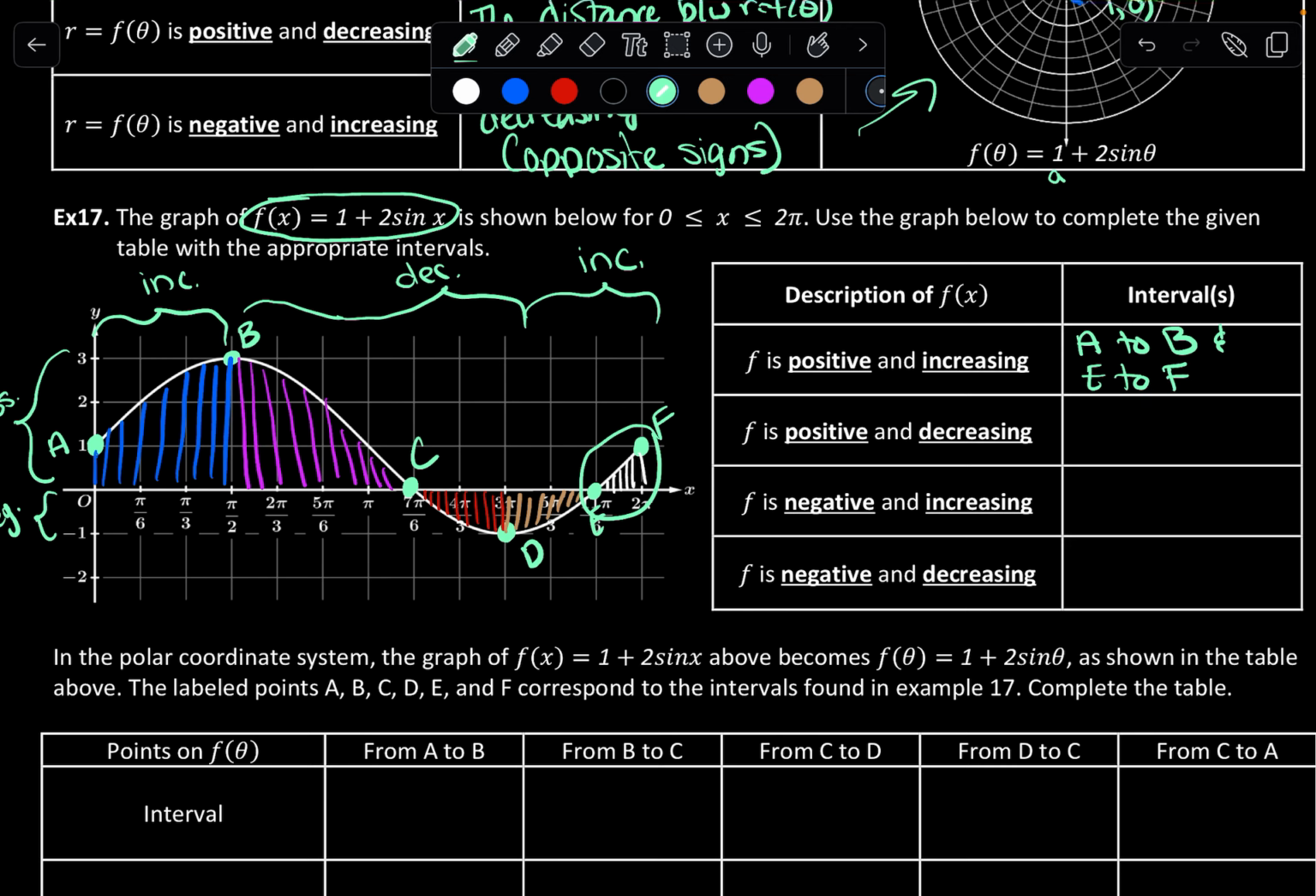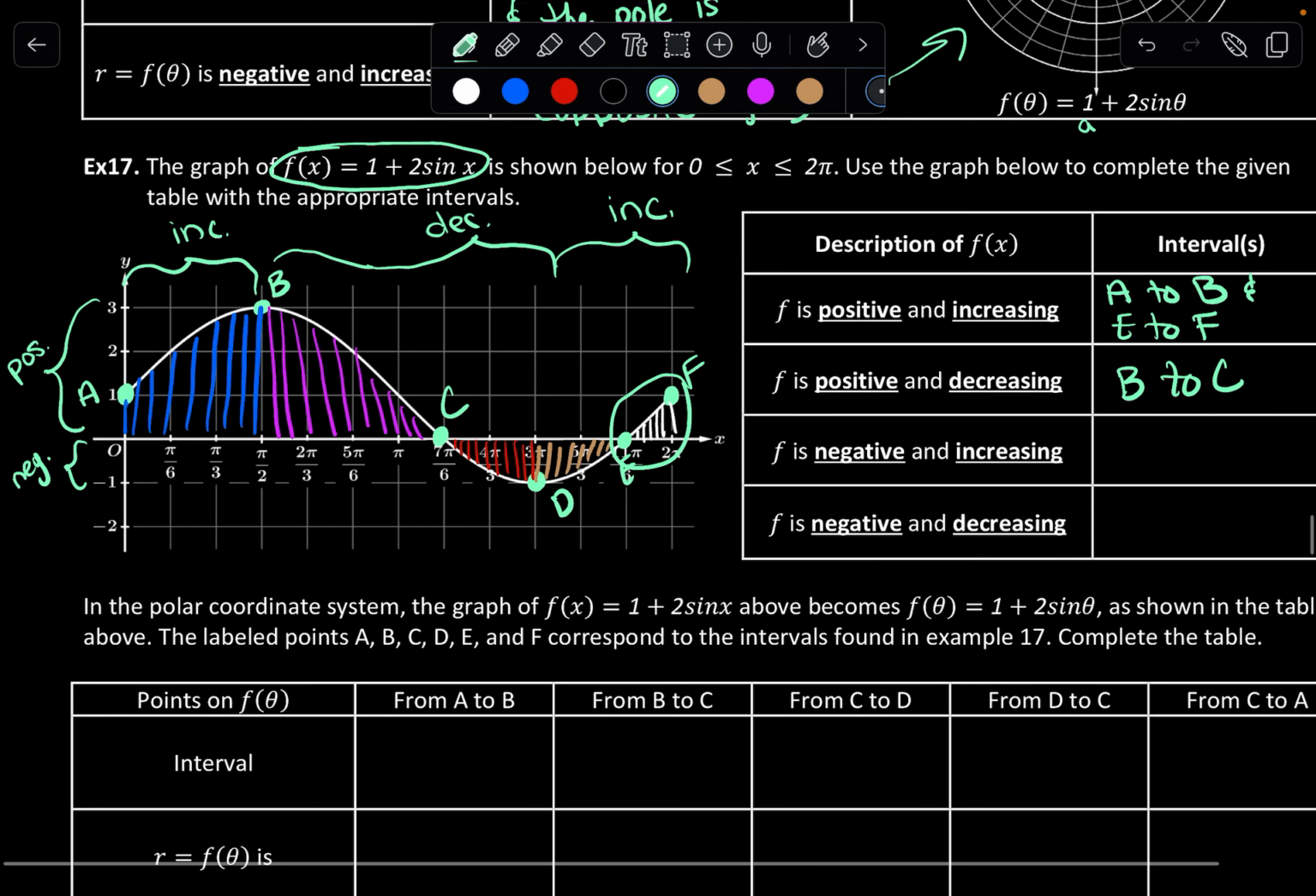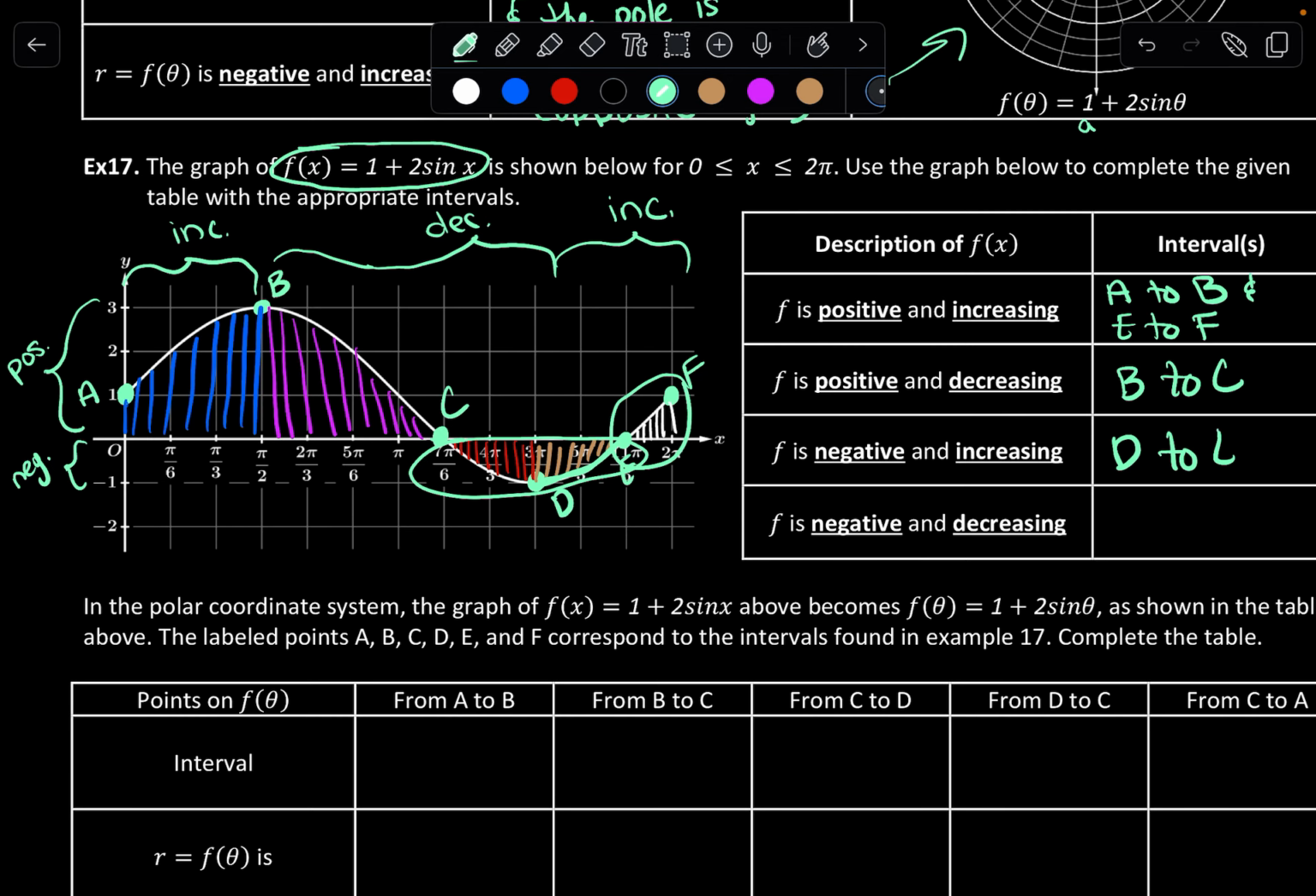Now we're going to look at when is f positive and decreasing, okay? There's only one interval where it's positive and decreasing, and that's going to be from B to C. When is f negative and increasing? Negative and increasing, this is going to be when it's below the horizontal axis, and that's only happening from D to E. So from D to E, f is negative and increasing. And then the last one is negative and decreasing. That will be from C to D.